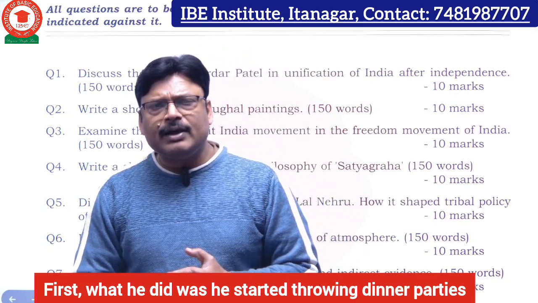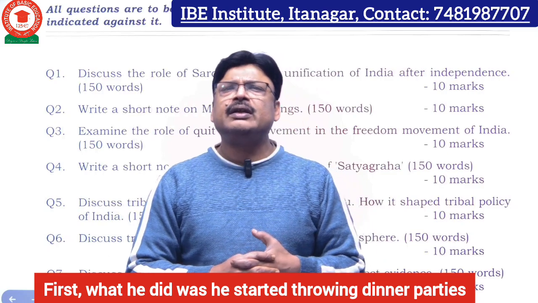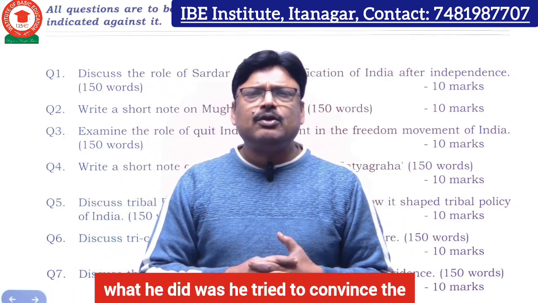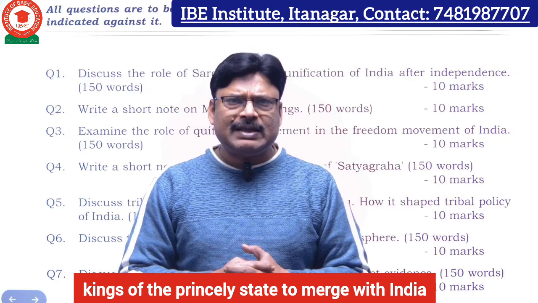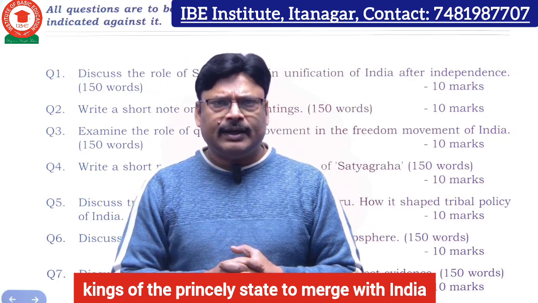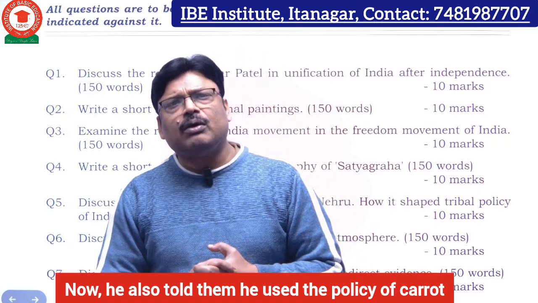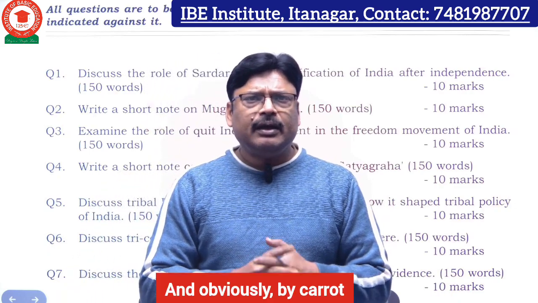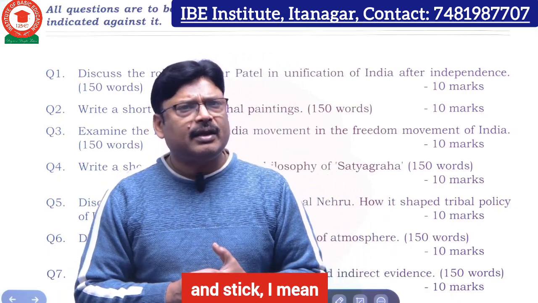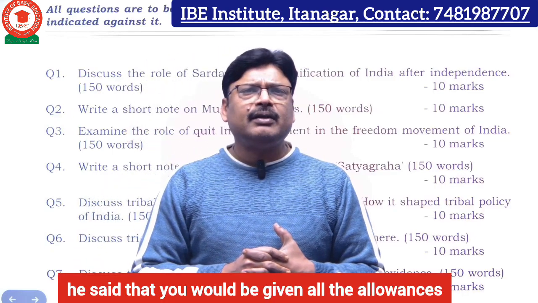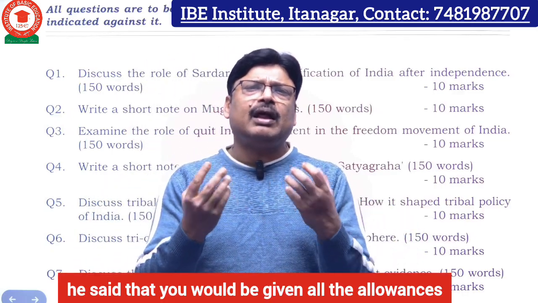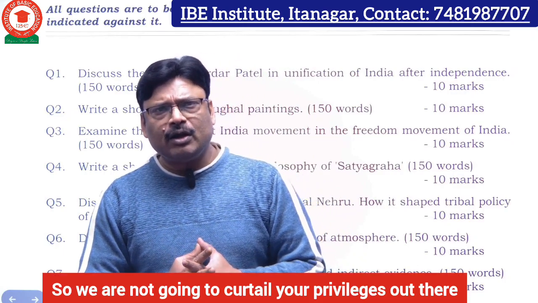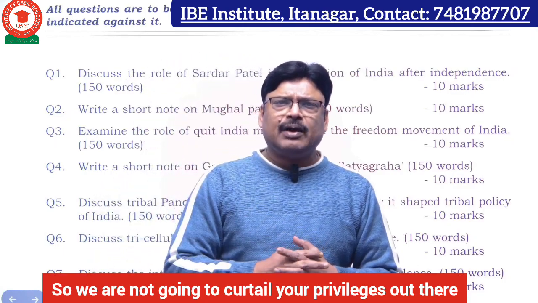First, what he did was he started throwing dinner parties. And in the dinner parties, he tried to convince the kings of the princely states to merge with India. Now, he used the policy of carrot and stick in that. And obviously, by carrot and stick, I mean, he said that you would be given all the allowances and facilities that you have enjoyed. So we are not going to curtail your privileges.